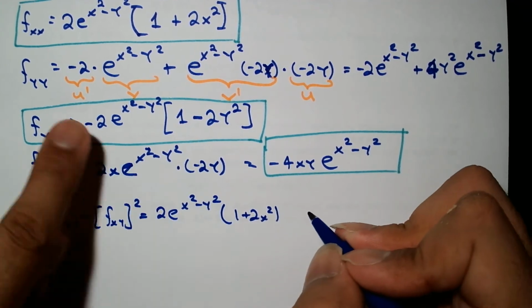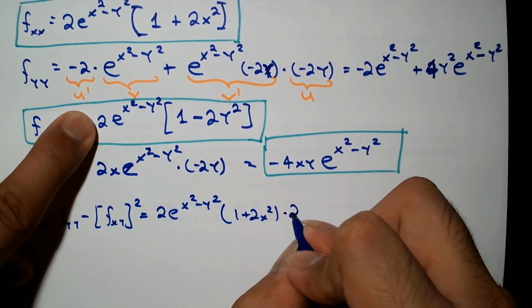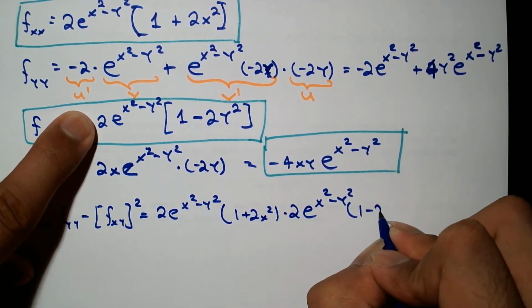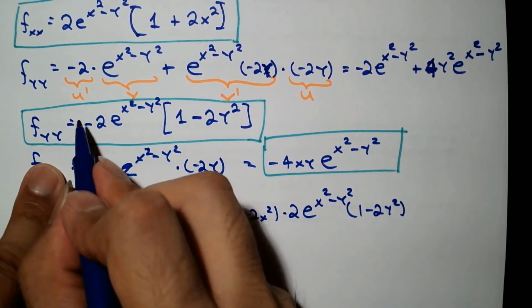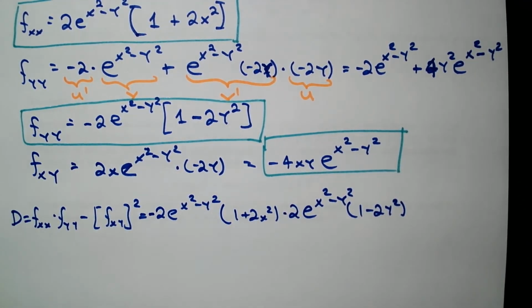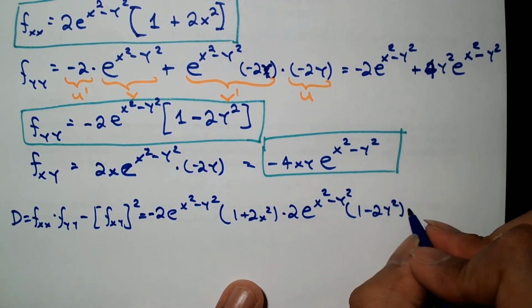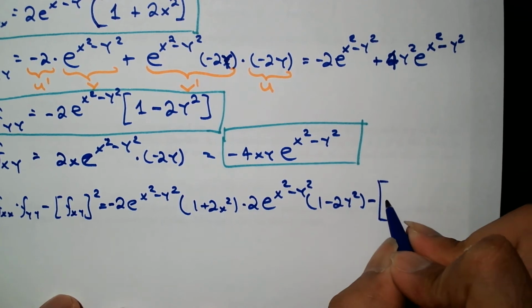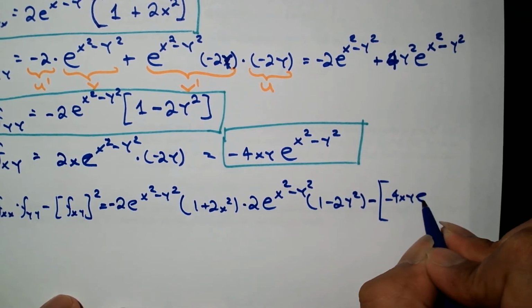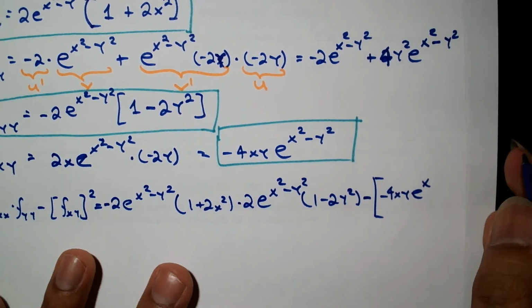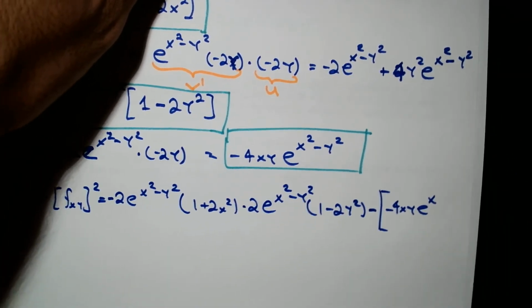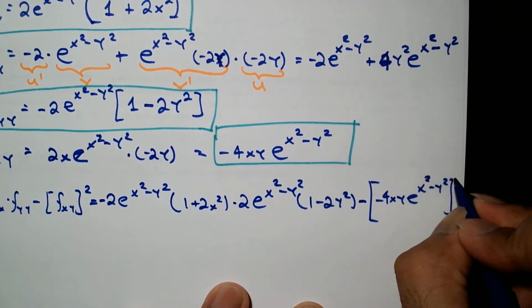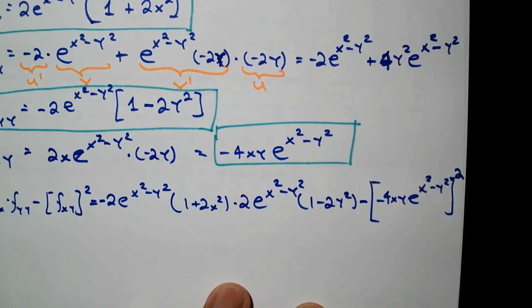However, I don't want to write too many parentheses here because of this negative. This negative, I'm going to skip it for now. 2e to the x squared minus y squared times 1 minus 2y squared. And this negative, I will just put in the very front. And then minus this quantity, negative 4xy e to the x squared minus y squared. The whole quantity, keep in mind that this is squared.